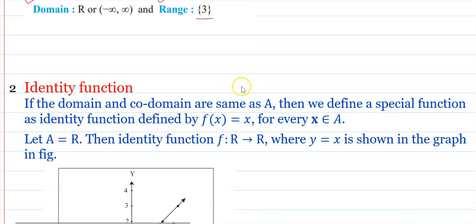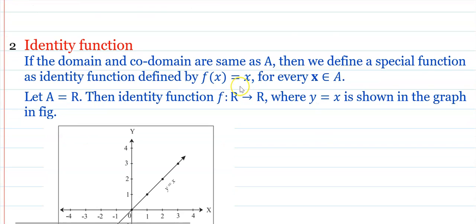Now the next, identity function. What does identity mean? If a function maps an element to itself, what does it mean? f of x is equal to x. Okay, that is again y is equal to f of x is equal to x. It means that y is equal to x. This is the identity function.